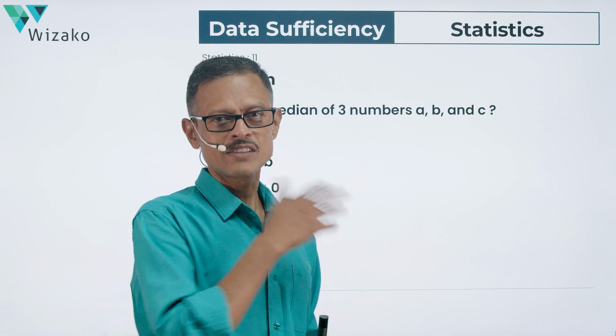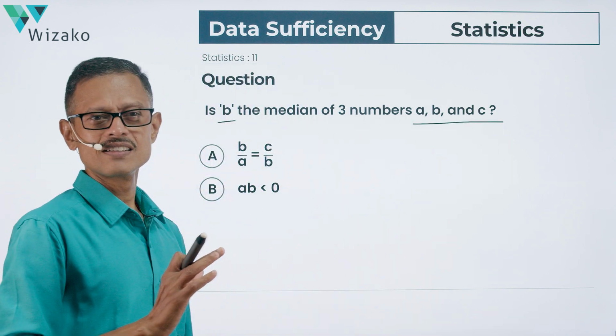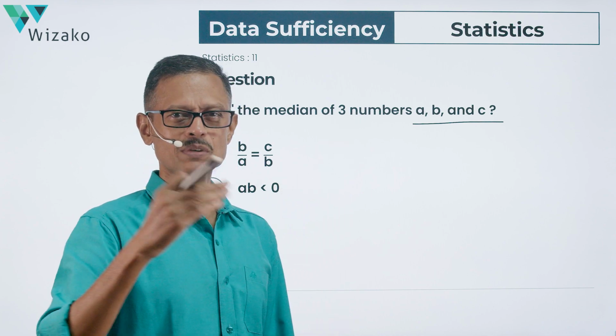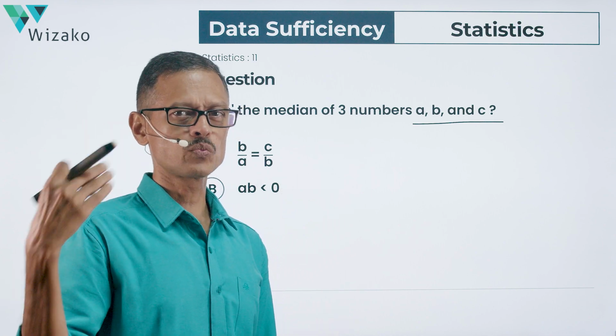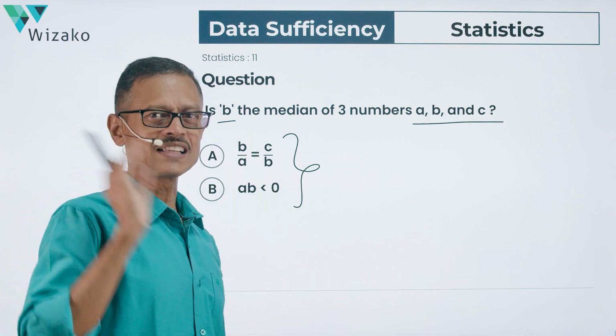On that note, let's get started with the question. Is B the median of three numbers A, B, and C? We'll circle back to the question in a couple of slides down the line and understand what a median is, and how the answer to the question should be. Two statements given. Let's take a look at the statements once you're done with that exercise.